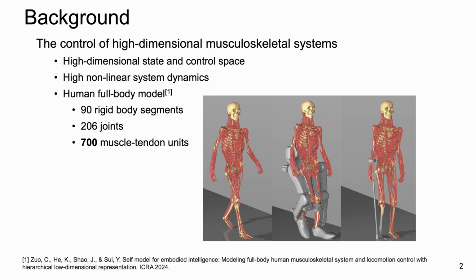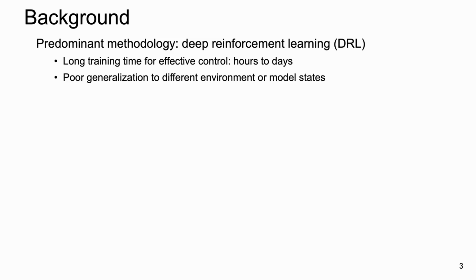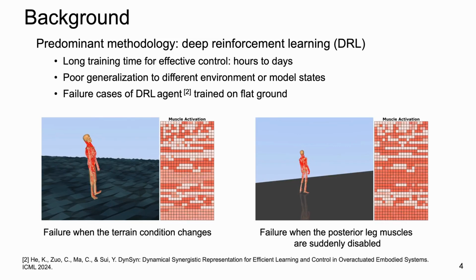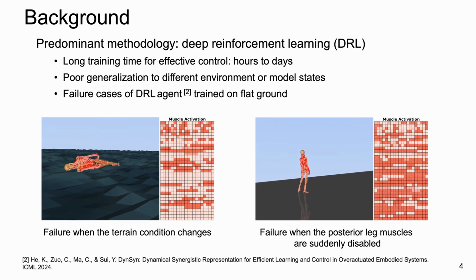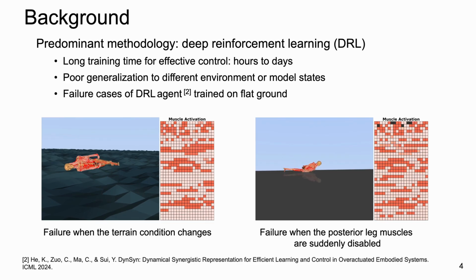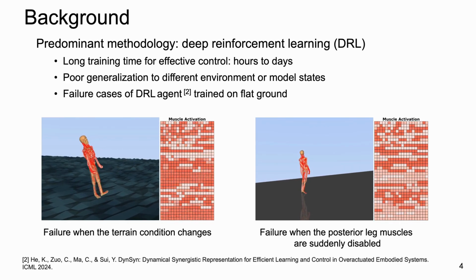700 muscle-tendon units. Currently, the predominant methodology for high-dimensional musculoskeletal control is deep reinforcement learning, but it requires long training time for effective control, typically hours to days. It also demonstrates poor generalization to different environments or model states. Here we show some failure cases of a DRL agent trained on flat ground. It fails when the terrain condition changes, and fails when the posterior leg muscles are suddenly disabled.